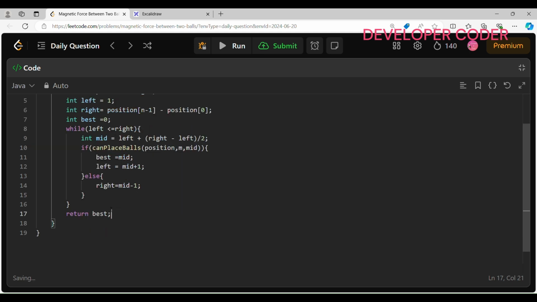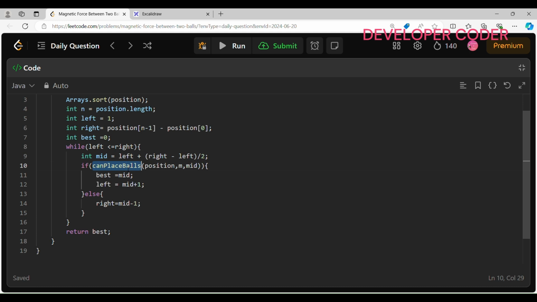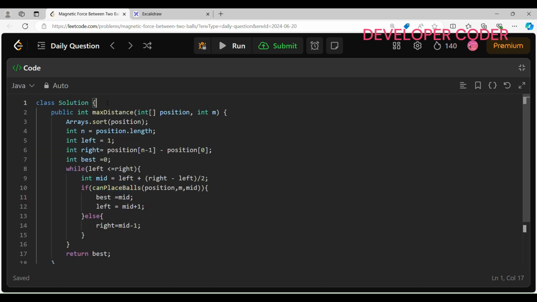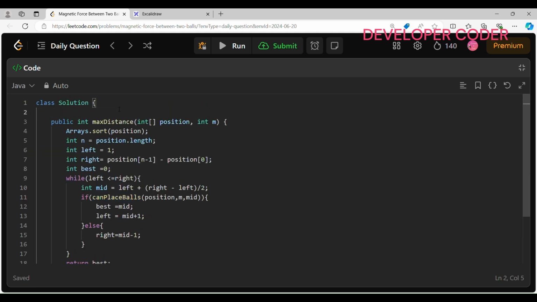Now let's define our canPlaceBalls method. Okay, so here let's write the method: private static boolean canPlaceBalls. Just write my position array and write m, and here let's take this mid as minForce. Okay, this is going to be my mid force.